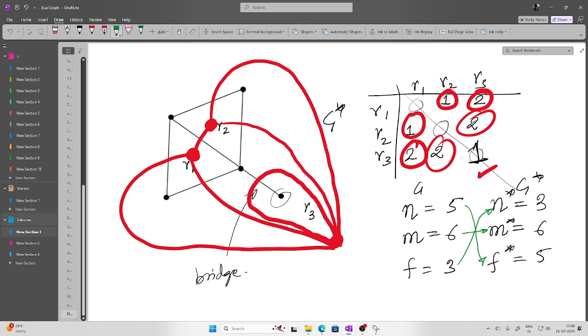The catch in this graph is that whenever you have a pendant vertex, that pendant vertex will give you one loop. Whereas if you have a graph in which you have a loop and you want to draw its dual, then that loop will get converted into a pendant vertex.